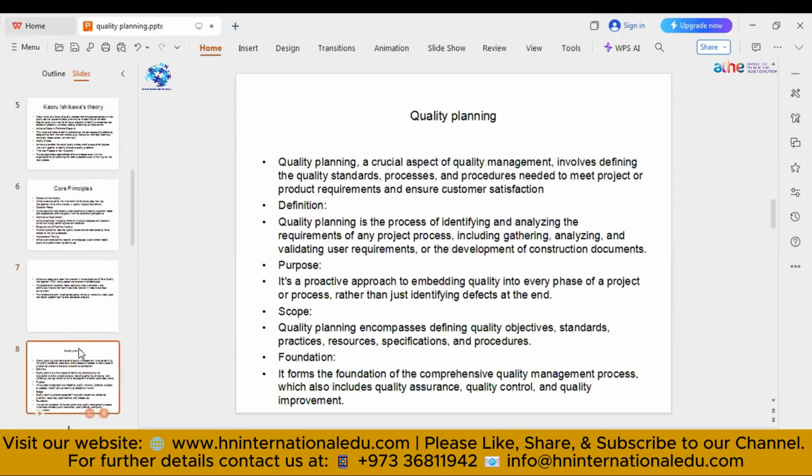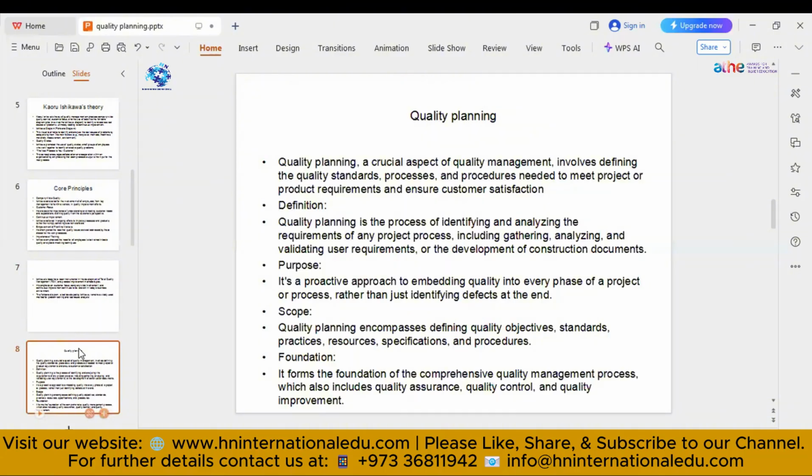The next topic is quality planning. Quality planning, a crucial aspect of quality management, involves defining the quality standards, processes, and procedures needed to meet project or product requirements and ensure customer satisfaction. Okay, when we talk about quality planning, it means what standard the product should meet. It should be according to customer satisfaction and the customer's requirements. Then we can say that we have planned it to be of best quality.